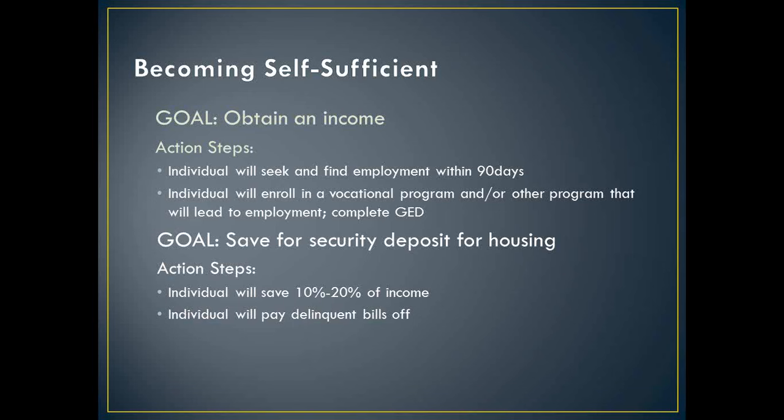Her second goal was then to save for a security deposit for housing. Her action steps were that she's going to save 10 to 20% of the income she'll make from the job she obtained, and she'll be able to pay off her delinquent bills. Now, looking at these action steps here, they're more in line with what a stable average person is trying to do. An individual whose basic needs have not been met will have difficulty meeting these goals.